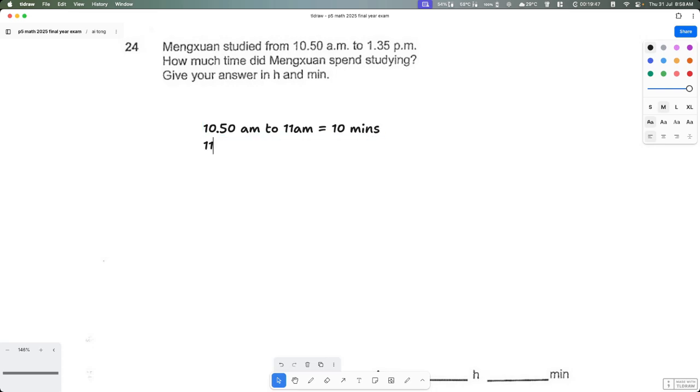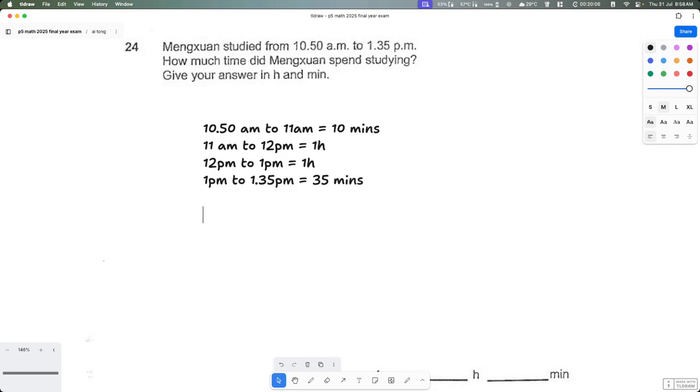Then 11 a.m. to 12 p.m. is equal to 1 hour. Okay, 12 p.m. to 1 p.m. is equal to 1 hour, and 1 p.m. to 1:35 p.m. is equal to 35 minutes.